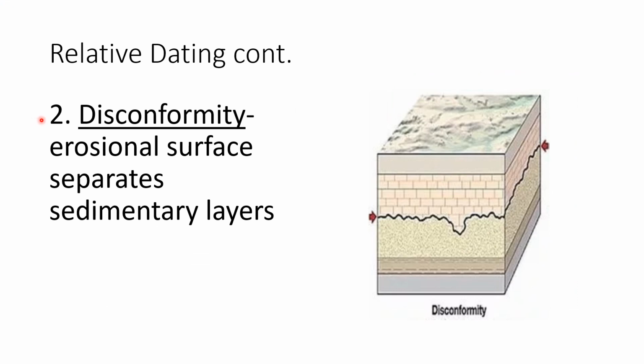So the next type of unconformity is called a disconformity, and this is when there's some type of visible erosional surface between sedimentary layers. So you can see here, we could say this is some type of maybe sandstone.